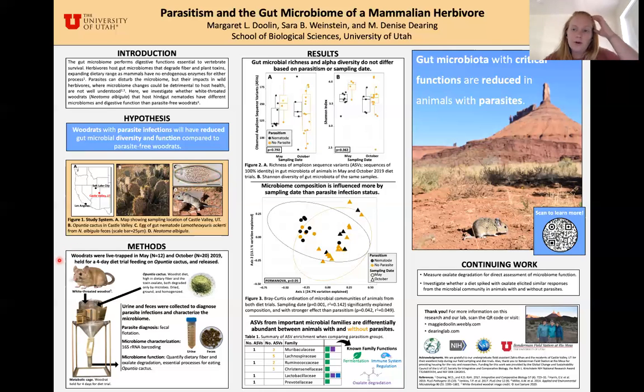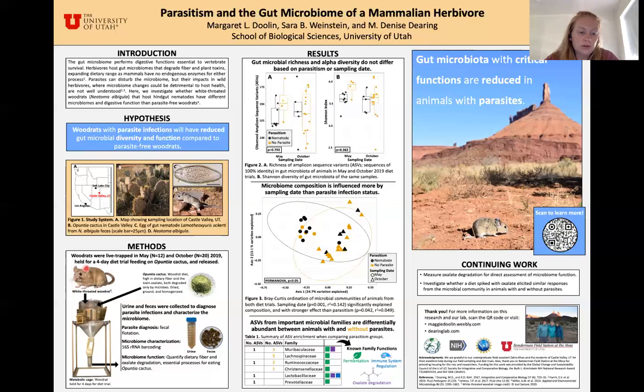In order to investigate whether parasitized individuals had a different microbiome diversity and function compared to parasite-free individuals, we live trapped wood rats in May and October 2019 and held them for a 4-day diet trial feeding only on Opuntia cactus, and then we released those animals.